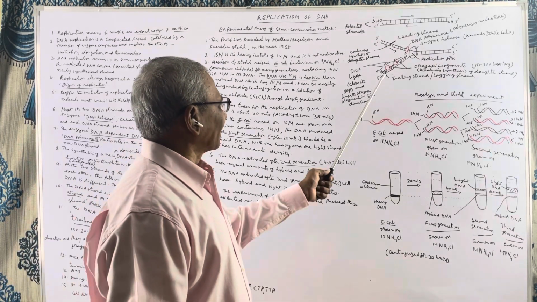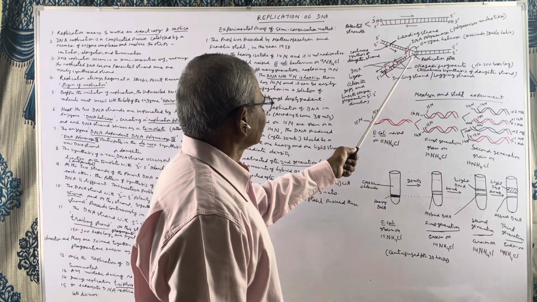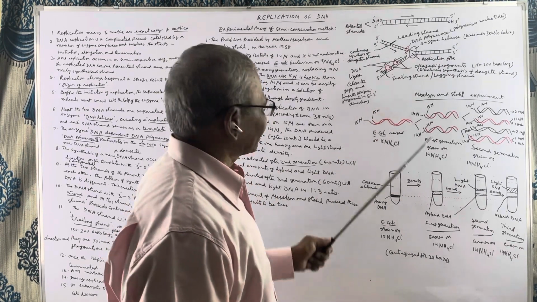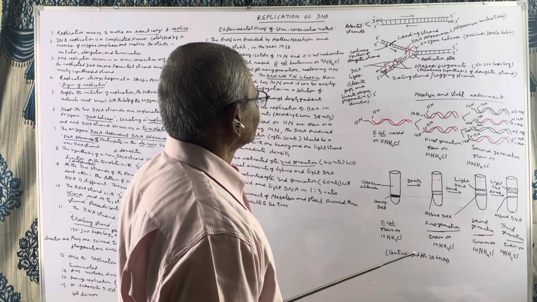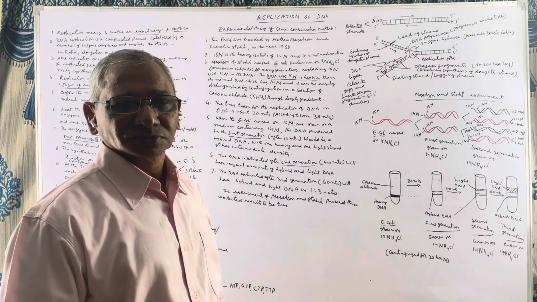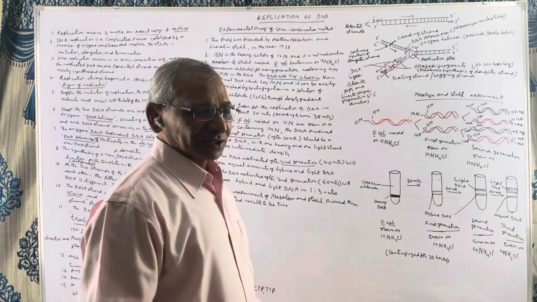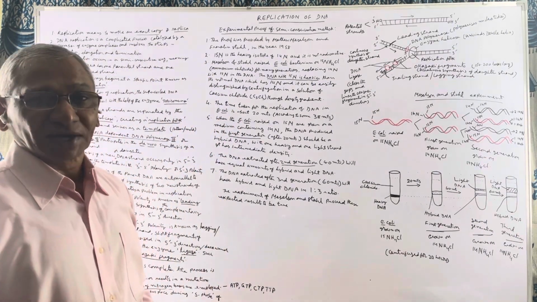Then coming to this strand. This is in 5-3 direction. But DNA synthesis can occur only in the 5-3 direction. Then how is it possible? This problem was answered by a Japanese scientist known as Okazaki.